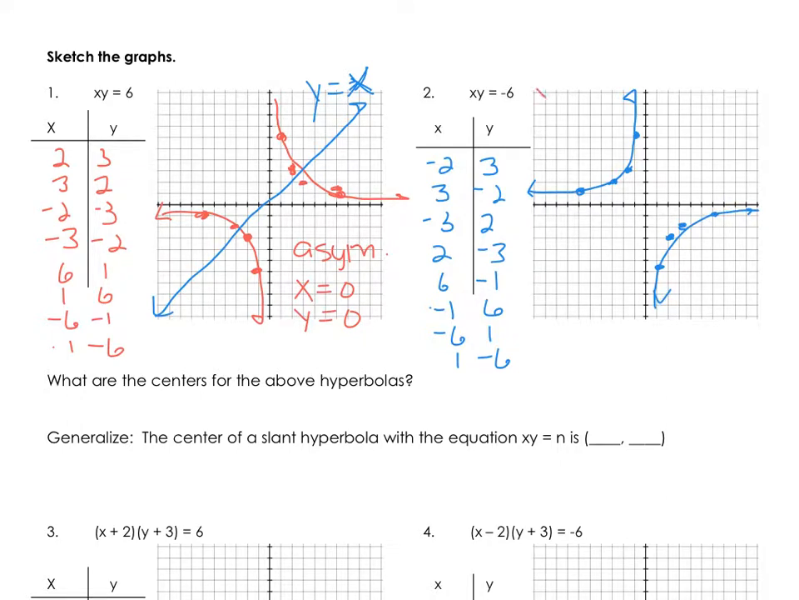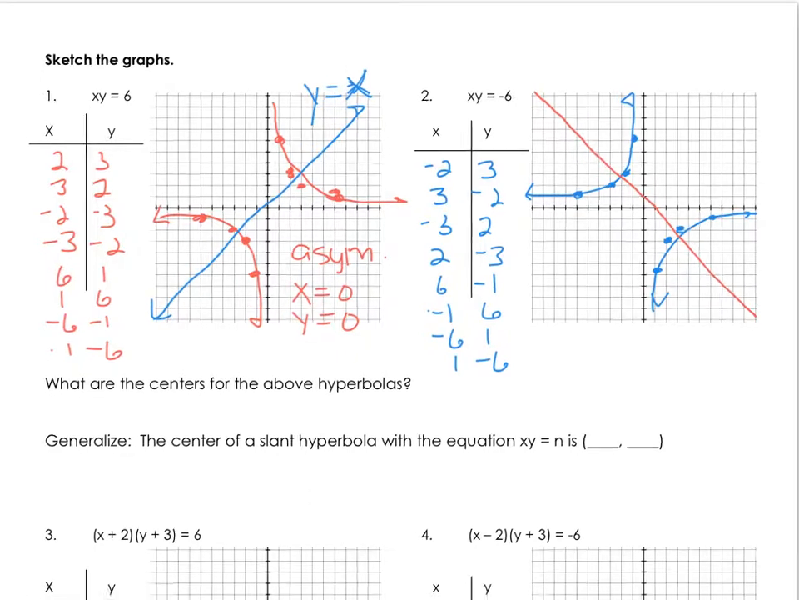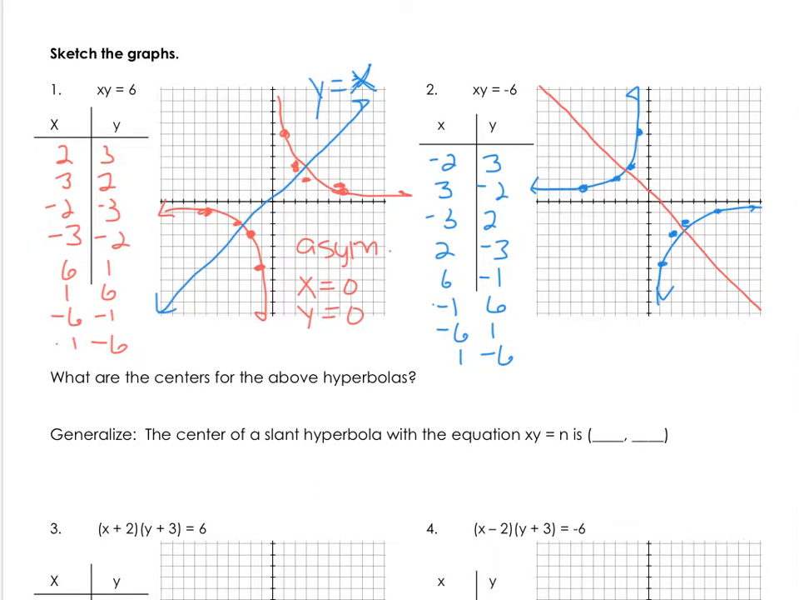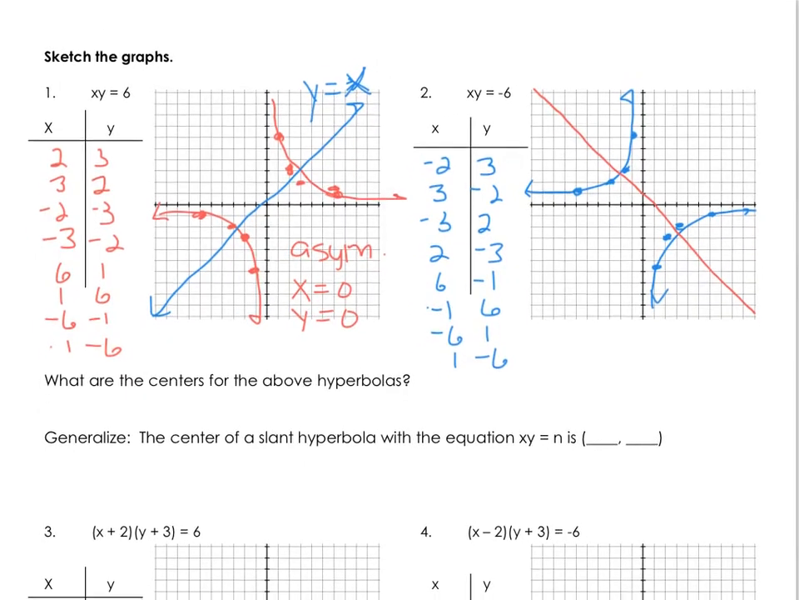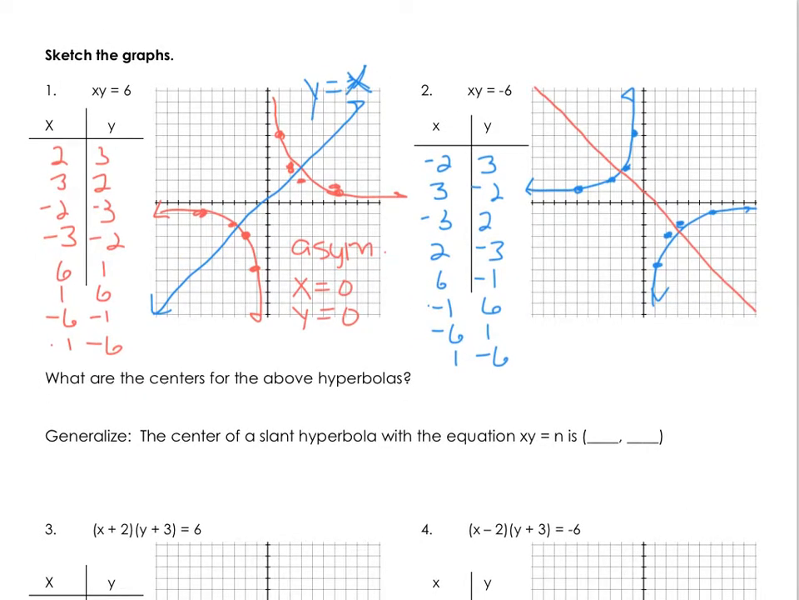And once again, it's the same pattern as xy equals negative 8. Oh, that wasn't very good. Let me try to move that. Can't move that. Don't know how to. We have the asymptotes at x equals 0 and y equals 0. And our line of symmetry is this y equals negative x line.